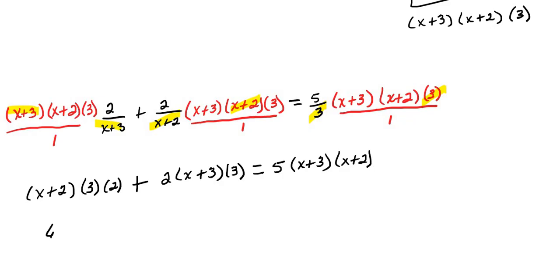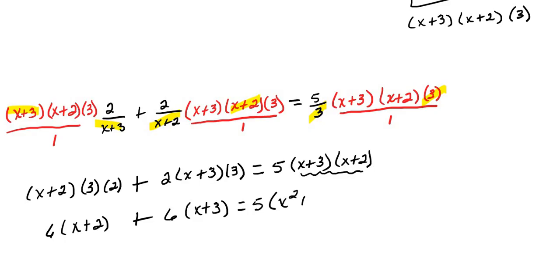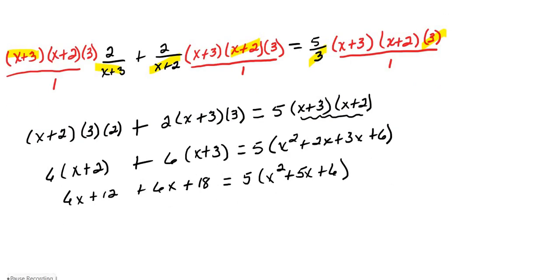From here, I'm going to rewrite this as 6 times x plus 2, and this will be 6 times x plus 3. And what I'm going to do on the right-hand side is go ahead and multiply my two binomials together using FOIL: first, outer, inner, last. For my next step, I'm going to work on the left-hand side of my parentheses and distribute. On the right-hand side of the equation, I'm going to combine my like terms. From here, I'm going to combine my like terms on the left-hand side of my equation, distribute on the right-hand side. So now I have a quadratic equation.